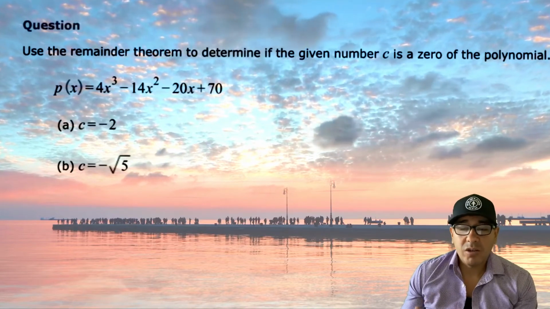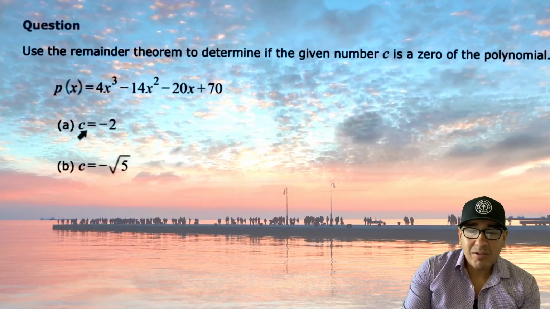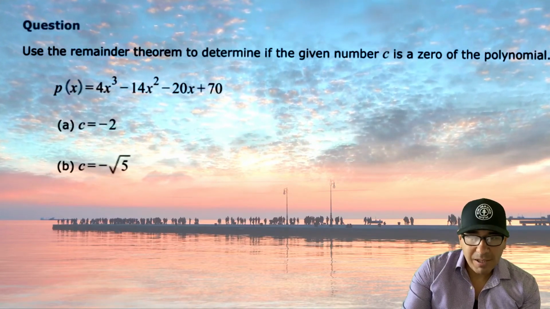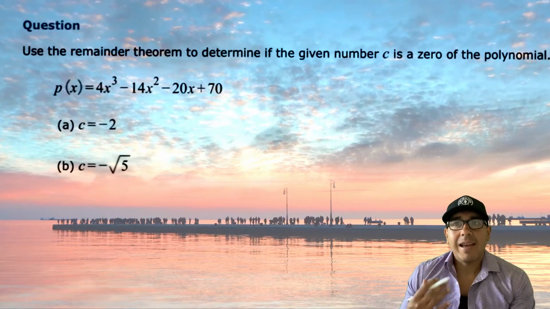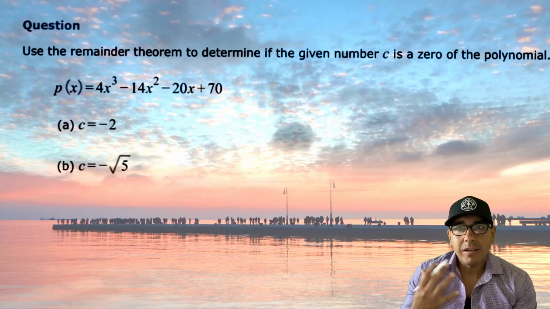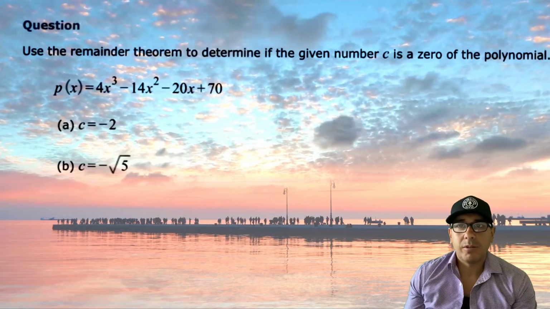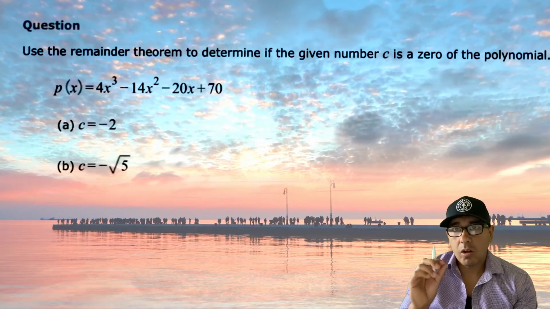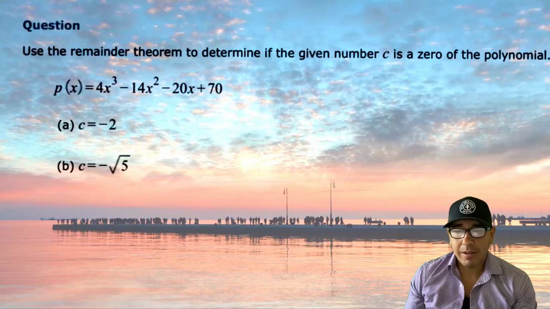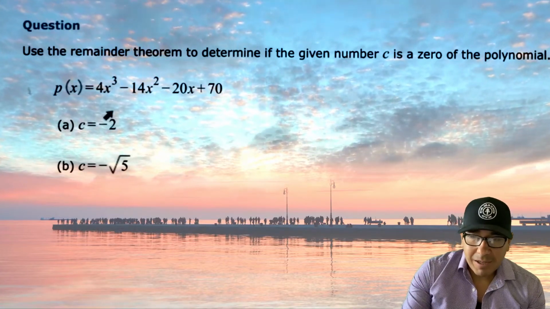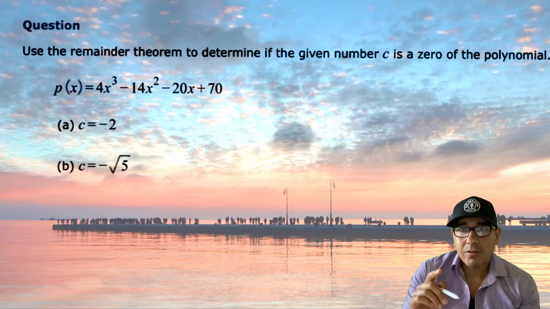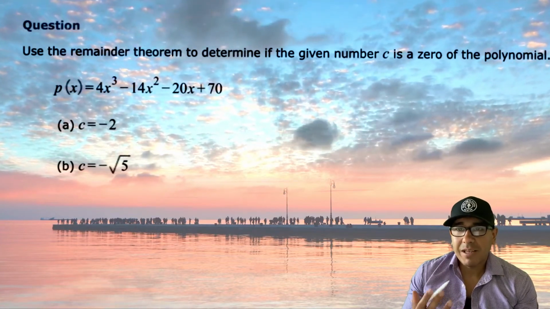And what we want to do is see if these values of c, if I were to plug them in, can I see how I am going to know if these are actually zeros of the polynomial? How do I know that? Well, according to my theorem, if I plug them in and they are zeros, what should I get? What does that mean if they're zeros?